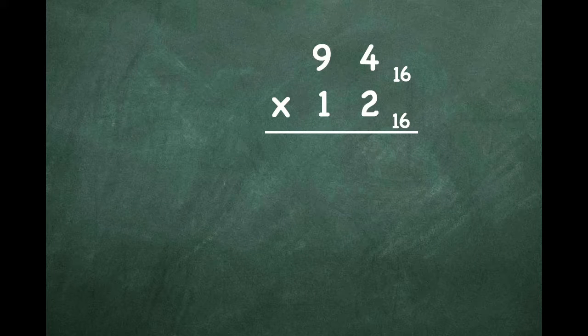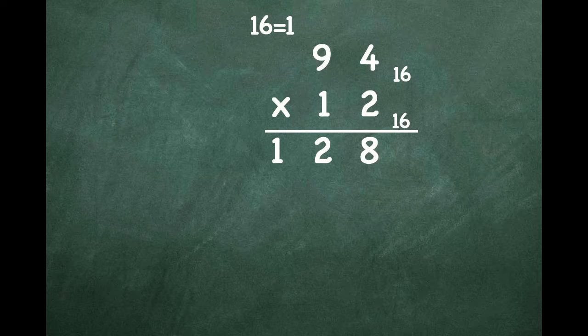Let's multiply 94 base 16 and 12 base 16. 4 times 2 is 8. 9 times 2 is 18, which is not allowed because it is greater than or equal to 16. But remember that 18 equals 16 plus 2, so we write 2, carry 16, convert it to 1, and bring it down. We should arrive at 128, but that's not our final answer yet.